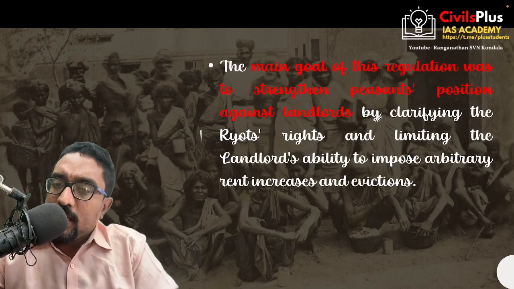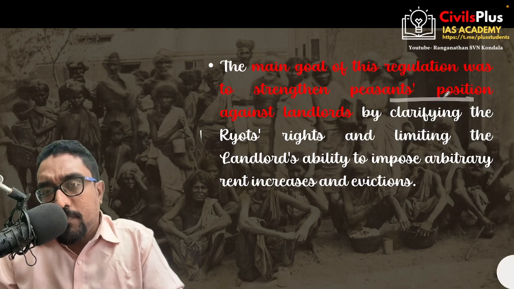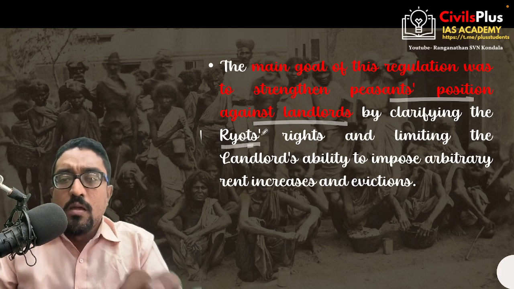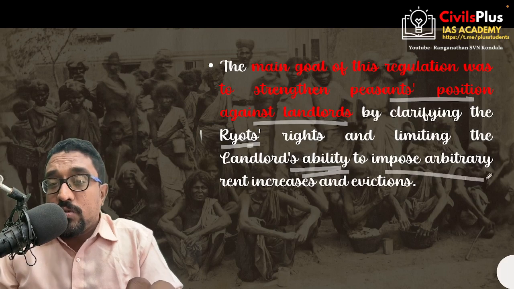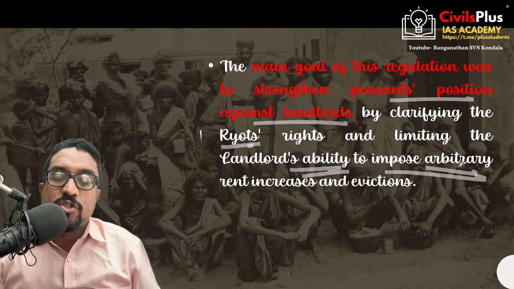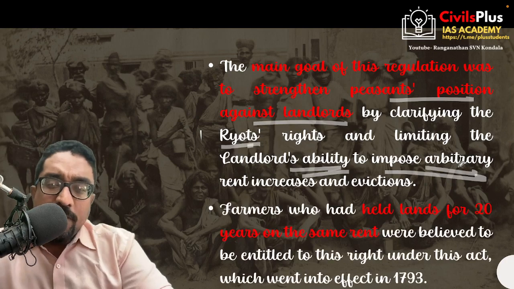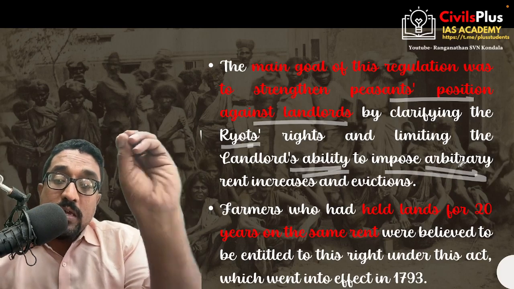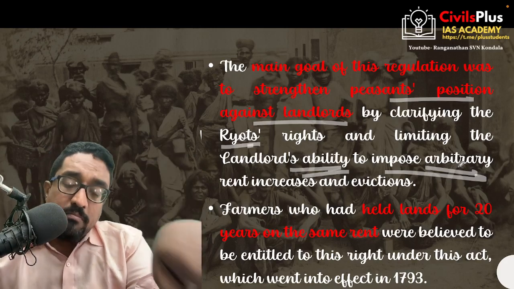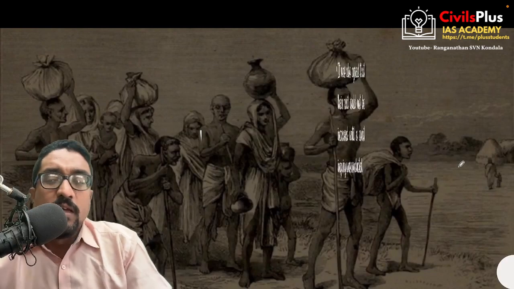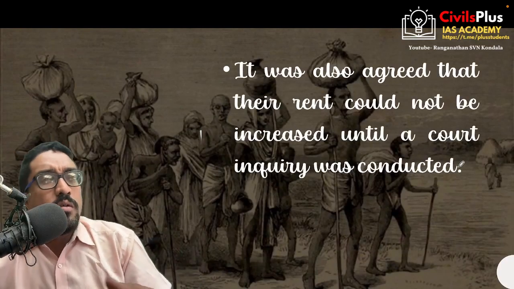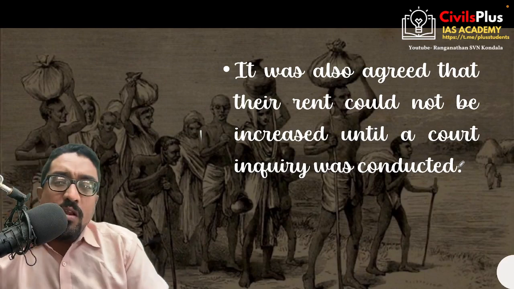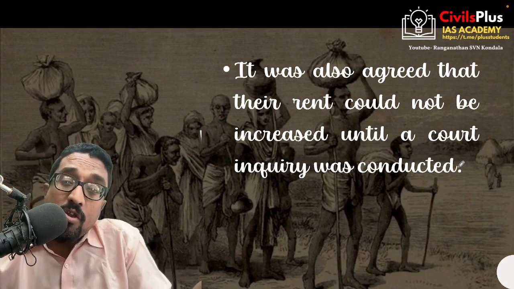The main goal of Canning's Bengal regulations was to strengthen the peasant position against the landlords by clearly clarifying the rights of the farmers and limiting landlords' ability to impose arbitrary rent increases and evictions. I mean, out-of-the-blue rent evictions. Similarly, farmers who had stayed on a land for 20 years on the same rent were given this right under the Bengal Tenancy Act 1859. It was a huge reform when it comes to the rights of the farmers, and it was agreed that rents cannot be arbitrarily increased by the landlords without an inquiry.